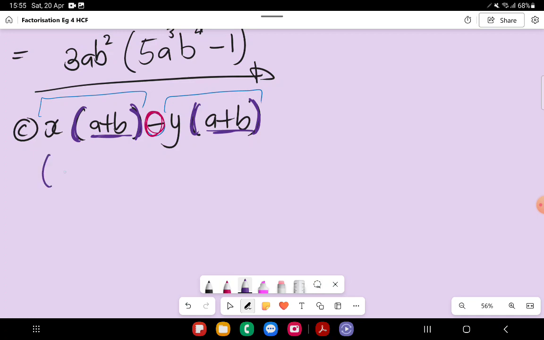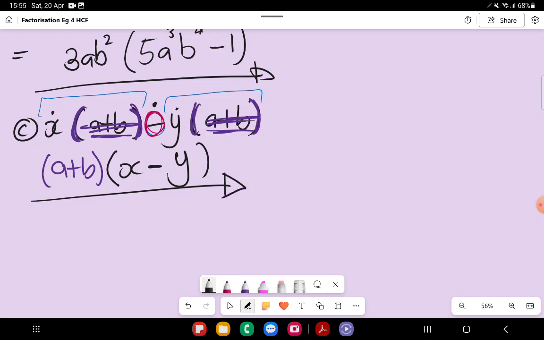So if you take out a plus b in brackets, we can cancel it now. What is left? x, so this goes into our new bracket, minus, do not forget your sign, y, and you are at the end of the number. Close the bracket. And that is the end of this question.